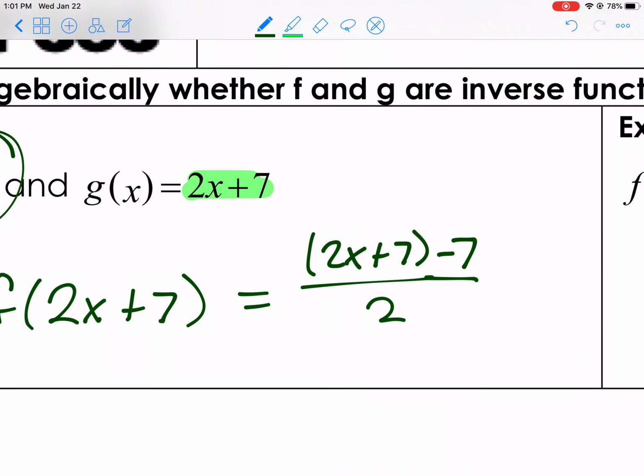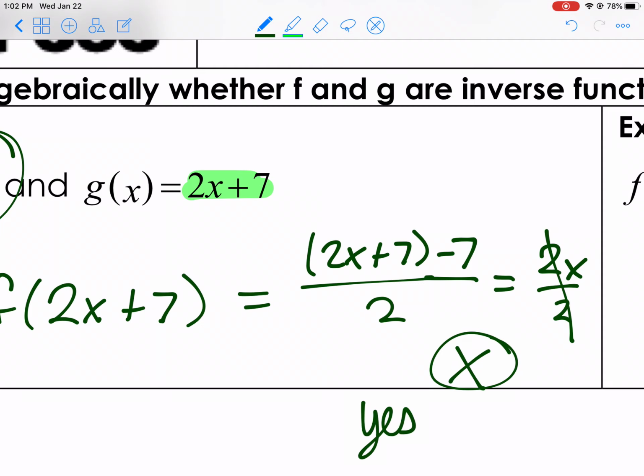Okay, let's go through our order of operations. Parentheses. Can we simplify inside the parentheses? 2x plus 7? No. Exponents. Don't have any. Multiply or divide. Let's take care of the numerator first, and then we'll do the denominator. So on the numerator, we have 2x plus 7 minus 7. That's 2x. The denominator is 2. 2 divided by 2 is 1, so we are left with just x. That means that, yes, these are inverses.